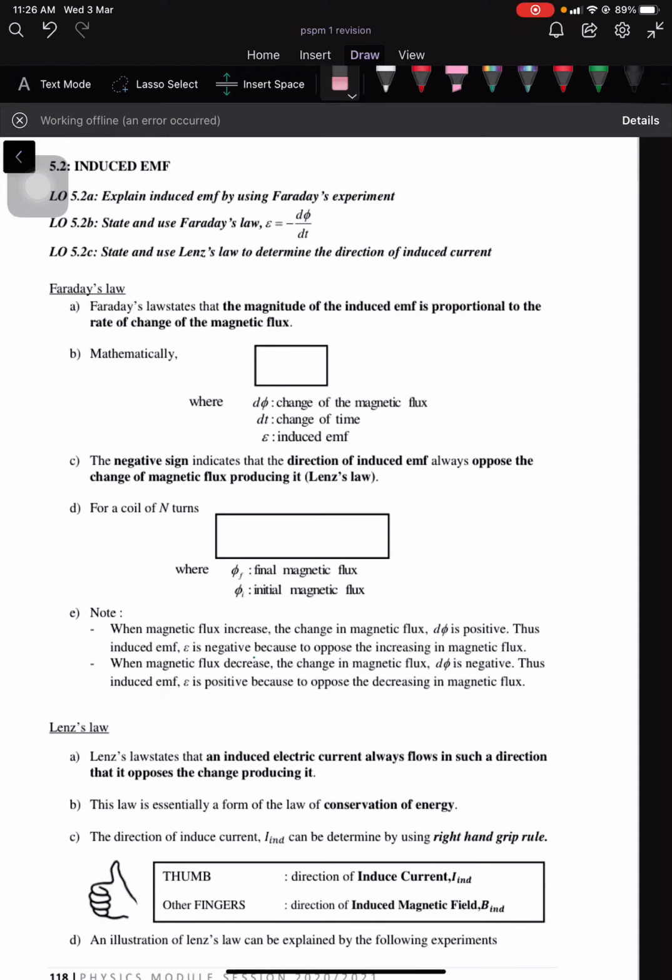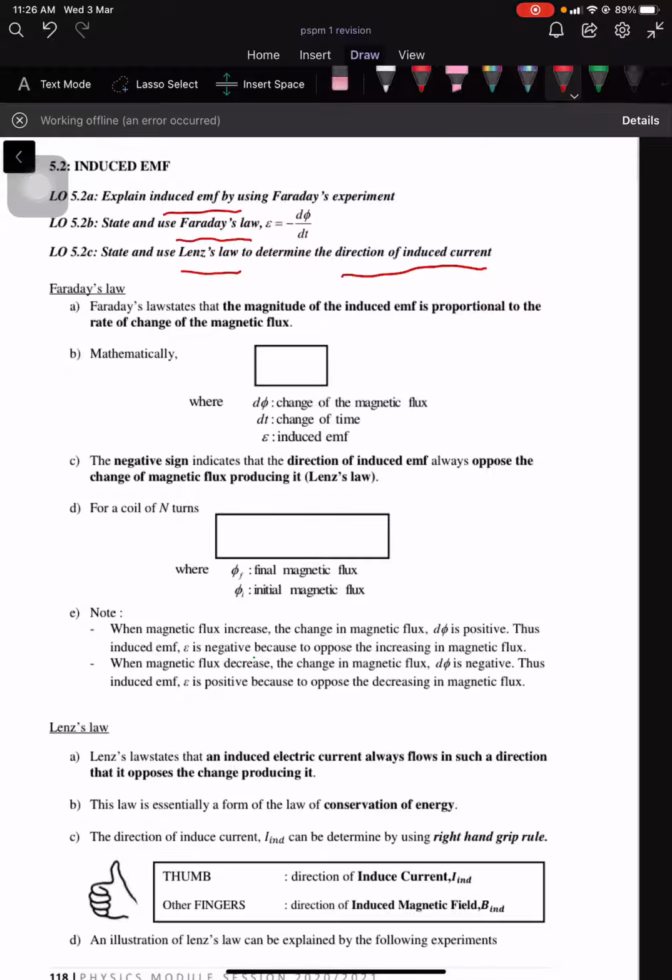So now we continue with 5.2 induced EMF. The learning outcome is to explain what induced EMF is by using Faraday's experiment, state and use Faraday's law, and also understand the direction, Lenz's law, to determine the direction of induced current.